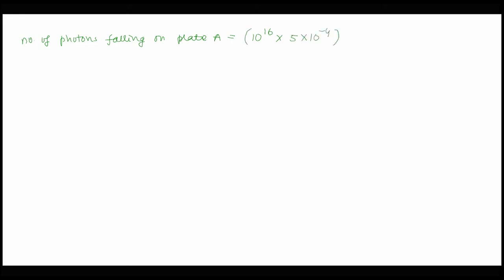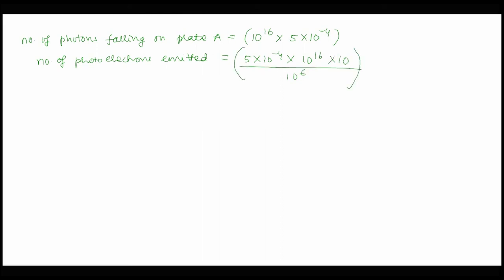So the number of photoelectrons emitted can be calculated easily. The number of photoelectrons emitted in the 10-second time can be calculated in this way: 10^16 into 10. Now for every 10^6 photons, one photoelectron is emitted, so we are dividing by 10^6. So the value we obtain for the number of photoelectrons emitted is 5 × 10^7 photoelectrons.